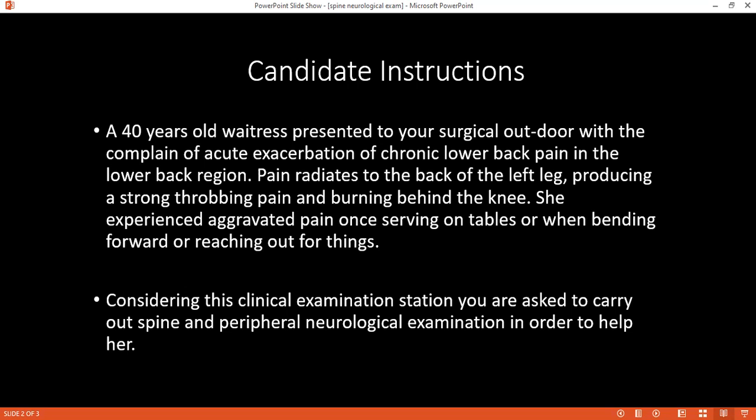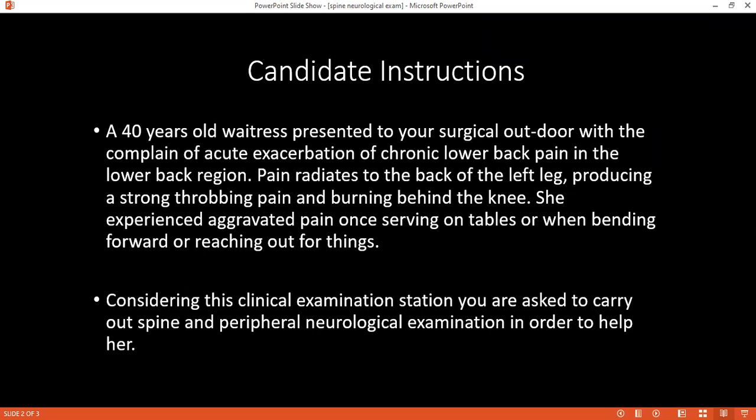She could not do the proper heel walking, but she is not using any walking aid. There is no deformity in the back, and there is no swelling or scar mark. The temperature I felt is normal. There is some tenderness over the lower back, and the movement of the spine is painful.